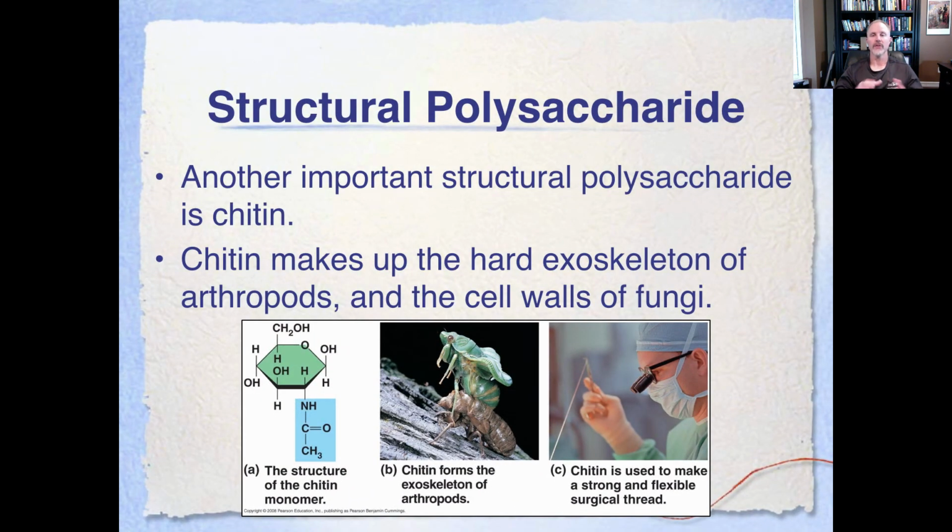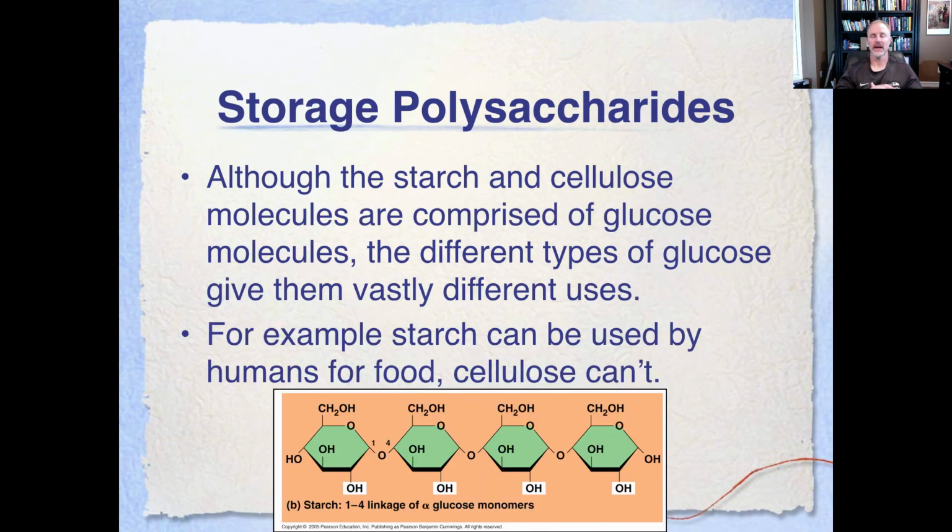Okay. Another important structural polysaccharide is chitin, and we talked about this being the hard exoskeleton of arthropods. It makes up the cell wall of fungi. So for instance, mushrooms and other fungi have a different kind of texture to them, and that's because of the chitin, that structural polysaccharide that's found inside of them.